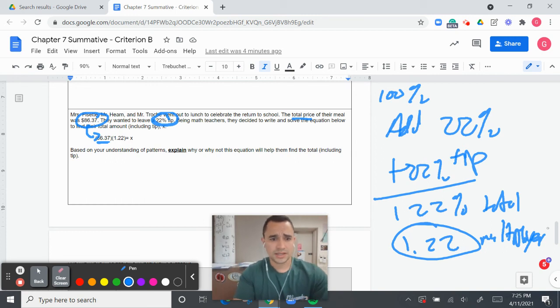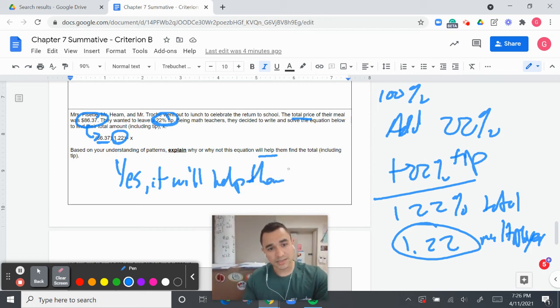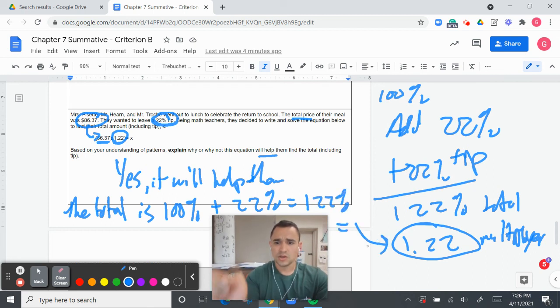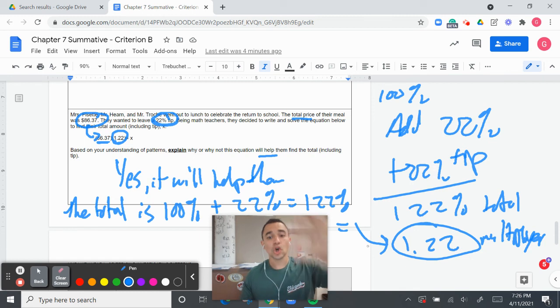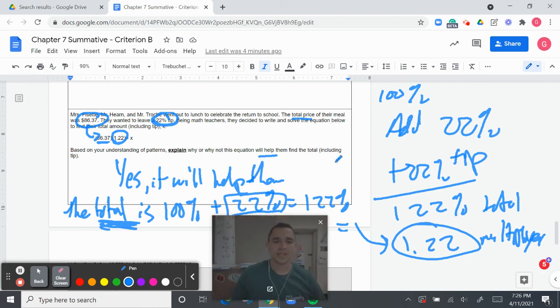Okay, can't write, can't spell, can't do anything right now. Okay, so now we have our multiplier is 1.22. Explain why or why not this equation will help them. Yes, it will help them because the total is 100% plus 22%, which equals 122%, which equals 1.22, and that will give you the total bill, including the 22% tip. All right, and that's what you needed to say.